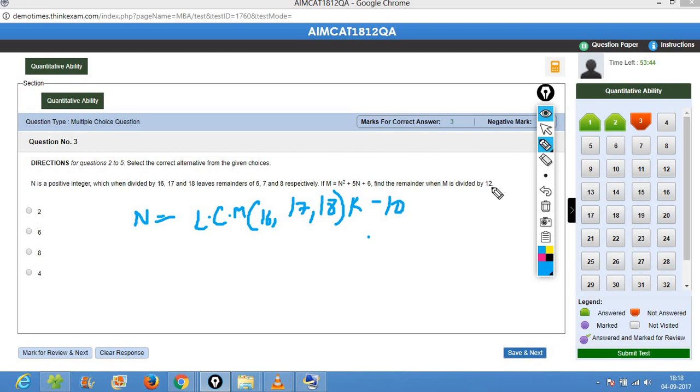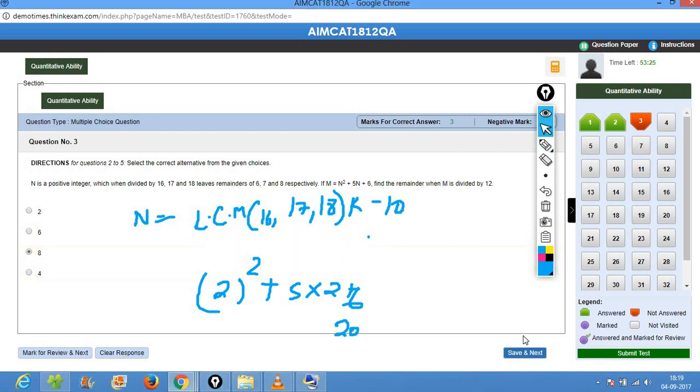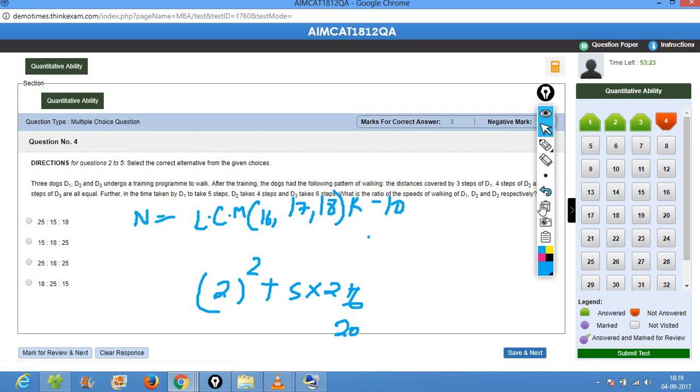So minus 10 with respect to 12, the answer will be positive 2. So positive 2. So 2 square plus 5 into 2 plus 6, it will come out to be 4 plus 10 plus 6, 20. So 20 mod 12 is 8. Next.